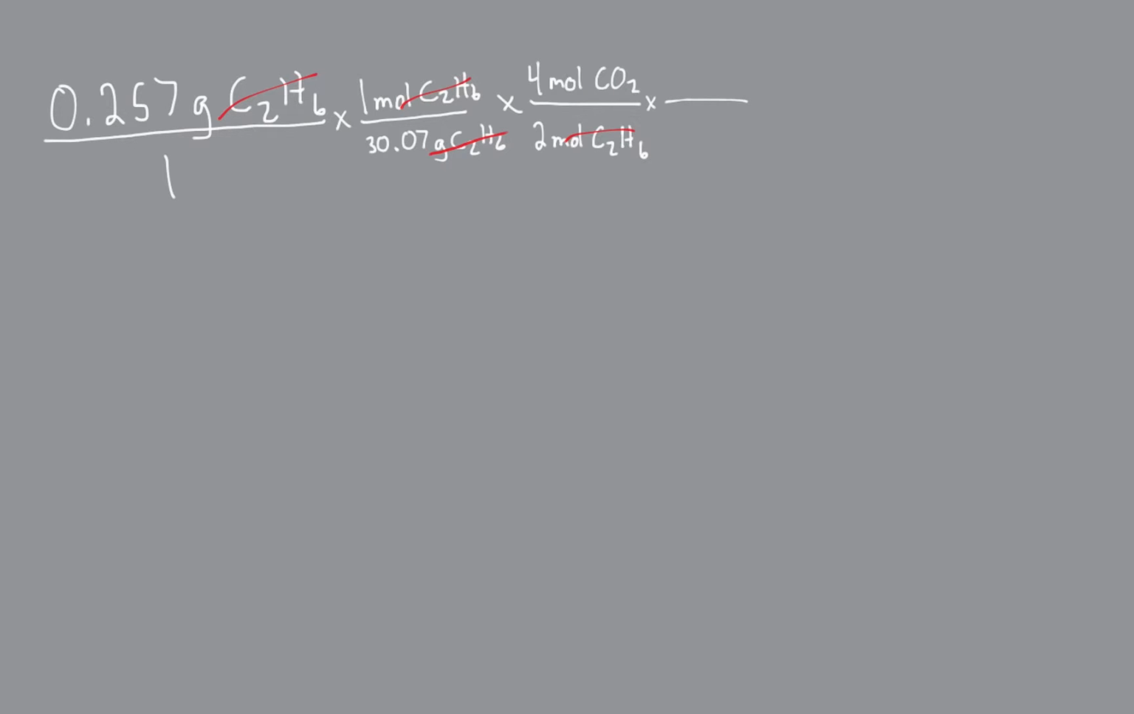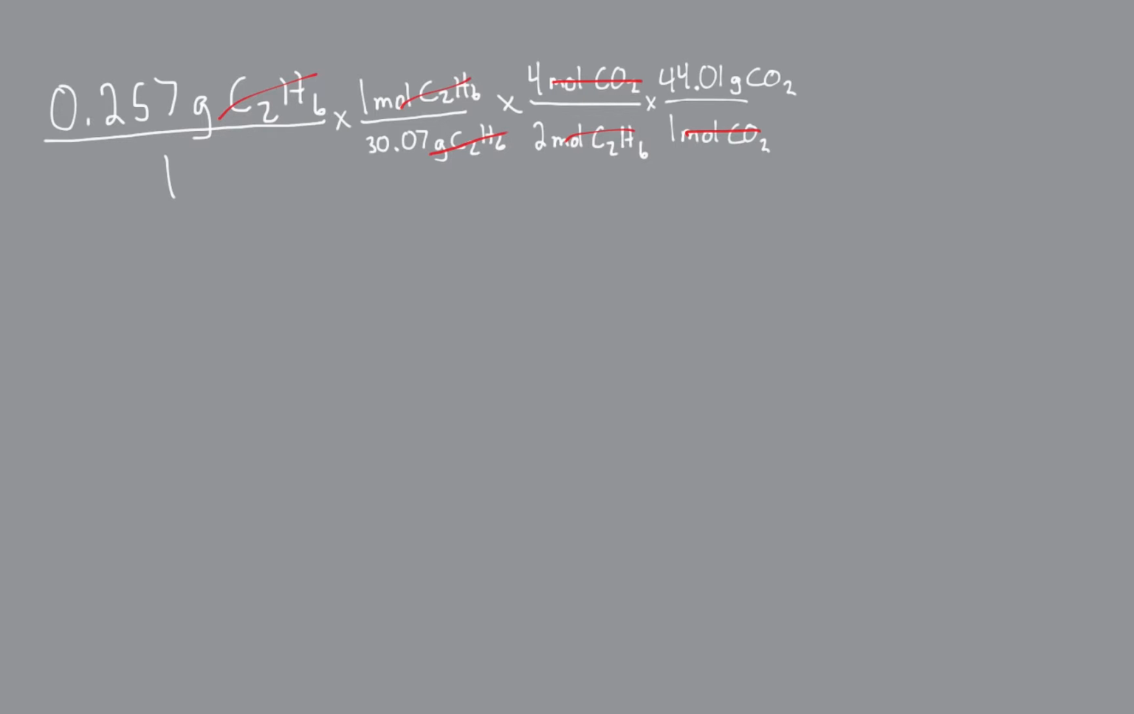So let's go from moles to grams. So moles, now we're in CO2. So 1 mole of CO2 equals 44.01 grams of CO2, right? That's just the molar mass, right? Moles per gram, grams per mole. Great, so now we've canceled out our moles of CO2.